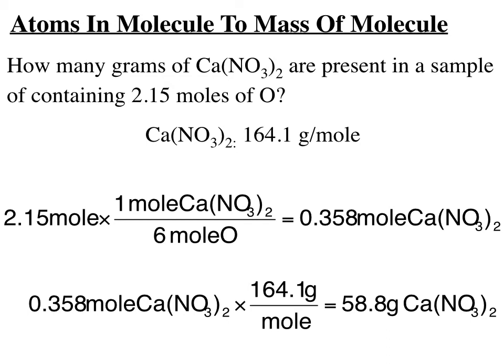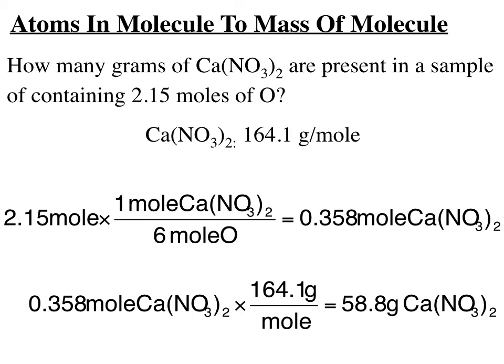Then the first thing I'm going to do is take the number of moles of O present and convert it to how many moles of calcium nitrate must be present to have that number of moles. If I look at the empirical formula of calcium nitrate, I see there are 6 moles of oxygen per mole of calcium nitrate. I use that as a conversion factor. I use the 1:6 ratio by getting rid of the moles of O and converting them to moles of calcium nitrate.